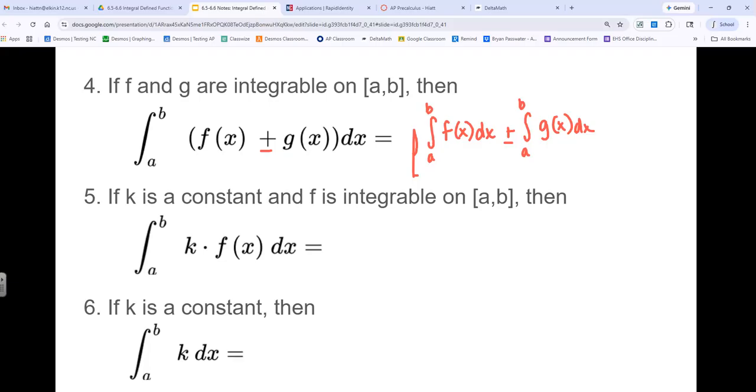This rule does not apply for multiplying or dividing. So if you have f of x times g of x, you cannot just integrate those two things separately. However, if you do have some multiplication where this k right here is just a constant, so it's just a number, then you can pull it out front and it's going to be k times the integral from a to b of f of x dx. So you can break it apart when it's just a constant.